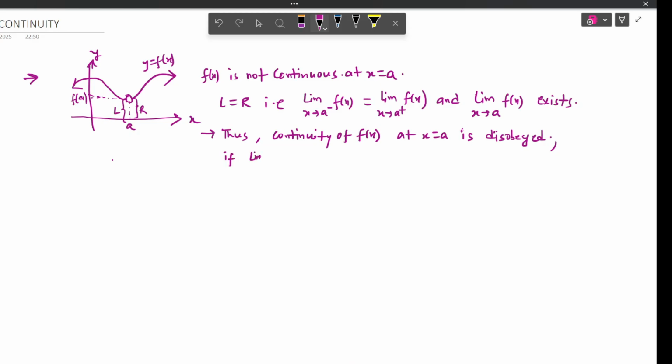if limit x tends to A f(x) exists but f(x) is not defined at x equals A, right? So here limit x tends to A f(x) exists, right? Here we have seen that left hand limit and right hand limit are equal, but the value of the function at that point is not defined, right?